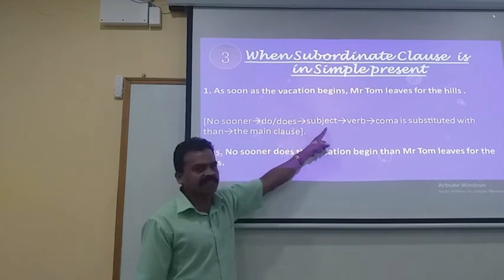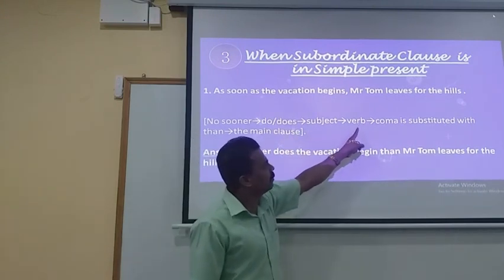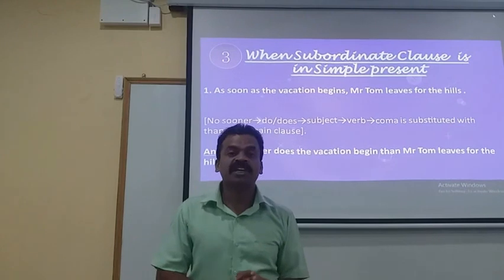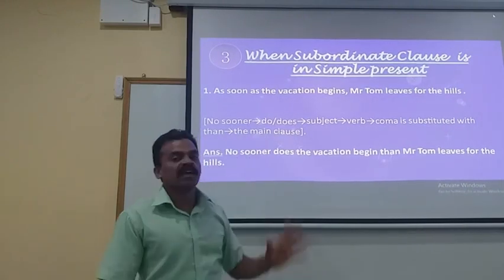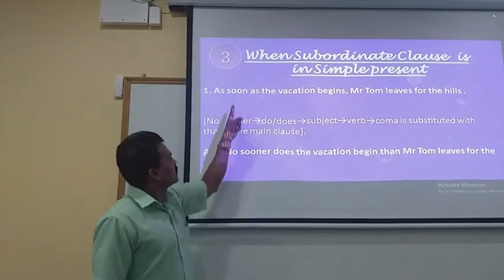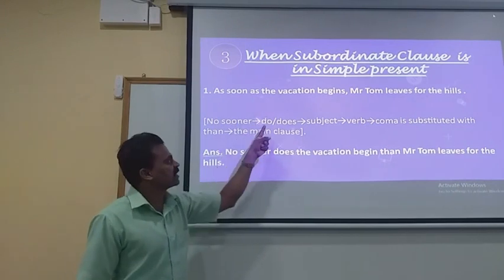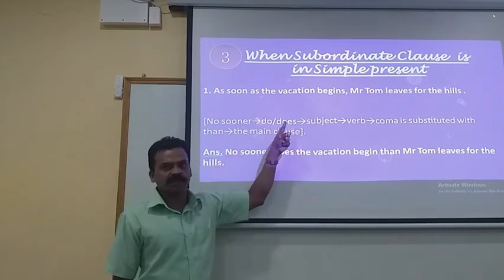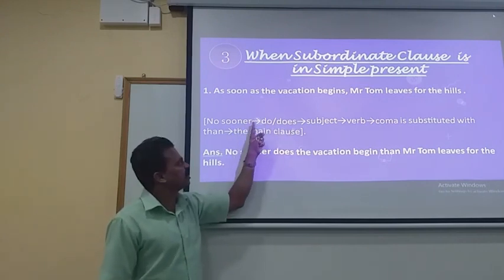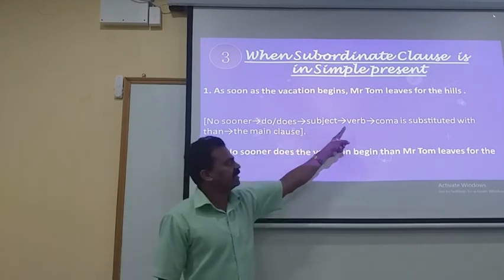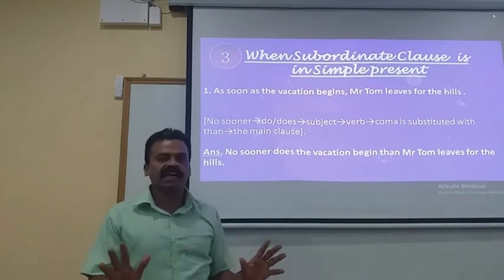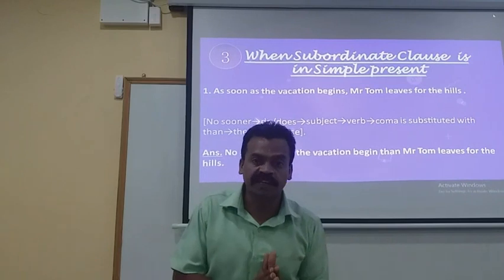Immediately after that comes the subject, then the base form of the verb, and the comma is substituted with than. In all such places, the comma will be changed with the word than, and the main clause remains exactly as it is. Once again we go through the rule. As soon as is substituted with no sooner. Depending on the subject, place do or does. When the subject is singular, make use of does. When the subject is plural, make use of do. Then the subject, then the base form of the verb, and the comma is substituted with than, and the main clause stays exactly as it is, without any change.